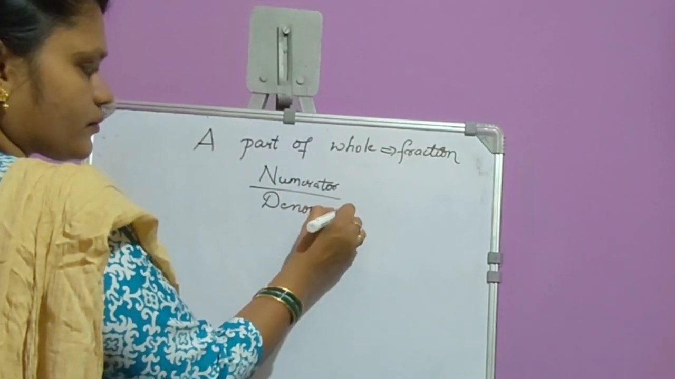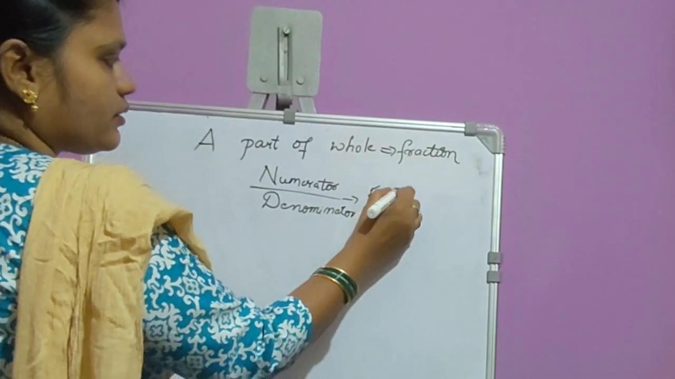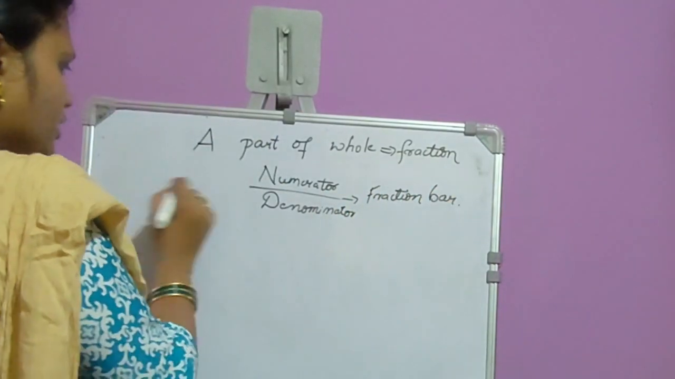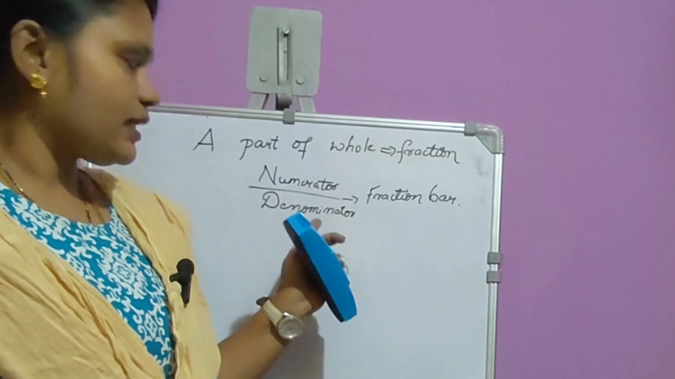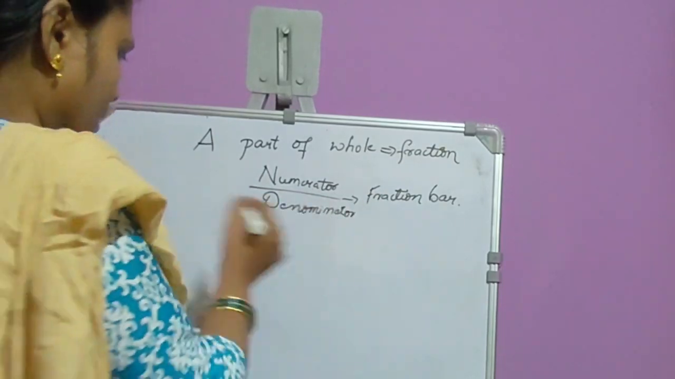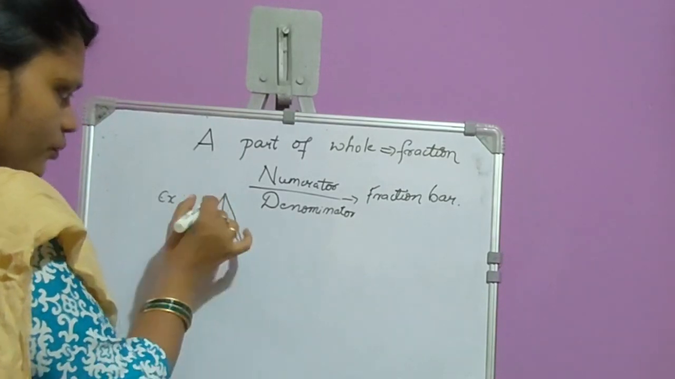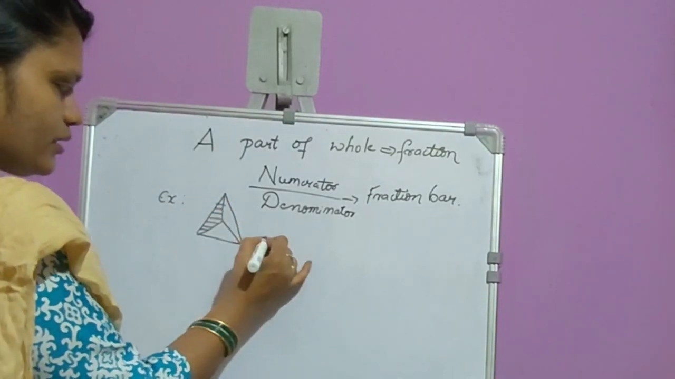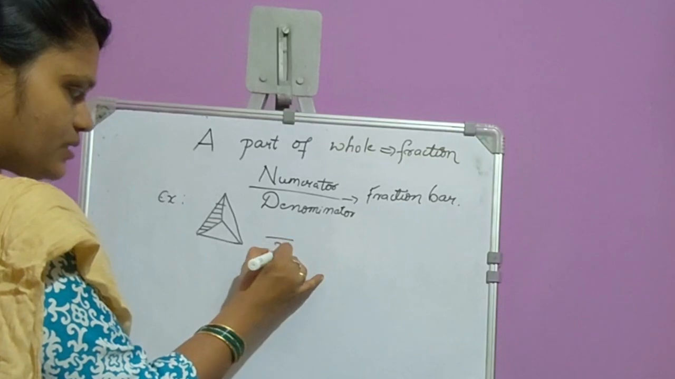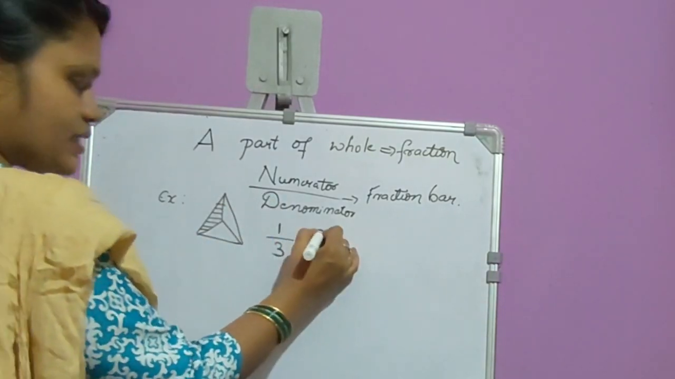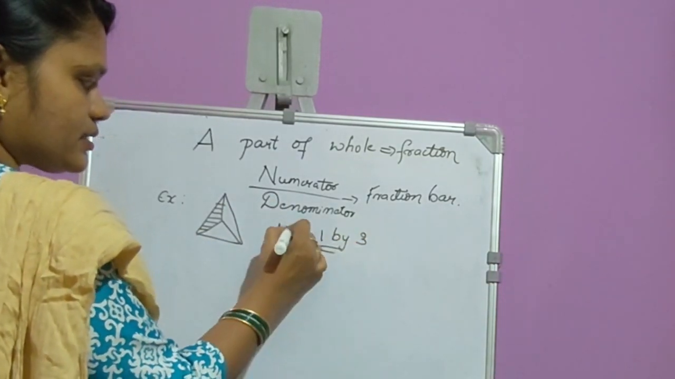So, numerator and denominator separated by a fraction bar, we say it as a fraction. Thus a fraction consists of a numerator, a denominator and the fraction bar. Consider an example here where I've taken a triangle which I divided into three equal parts. 1 bar 3, which I read as 1 by 3.